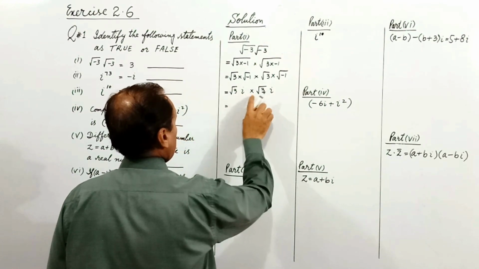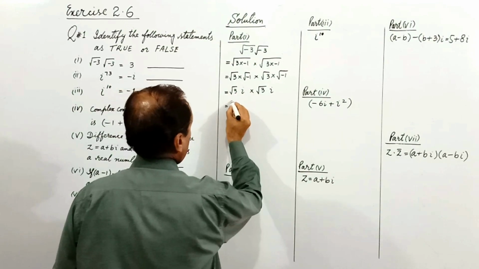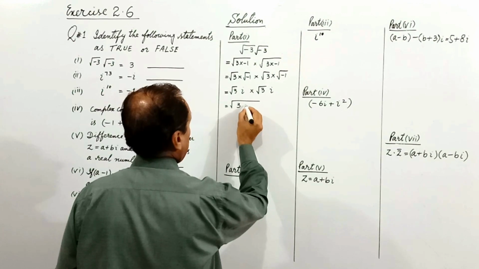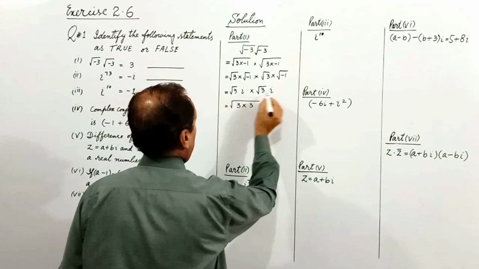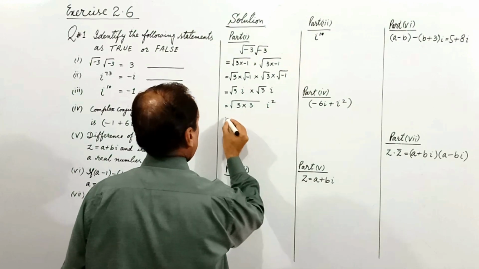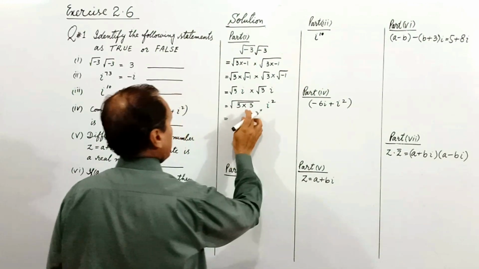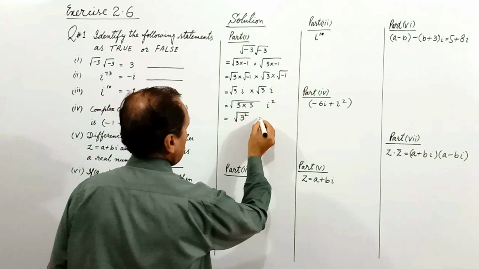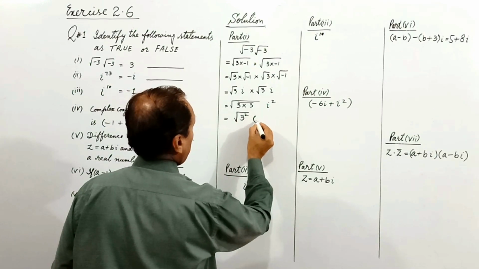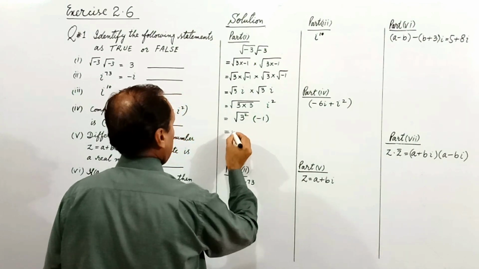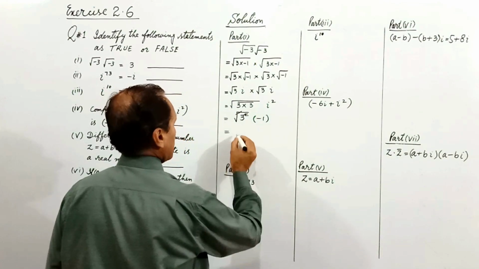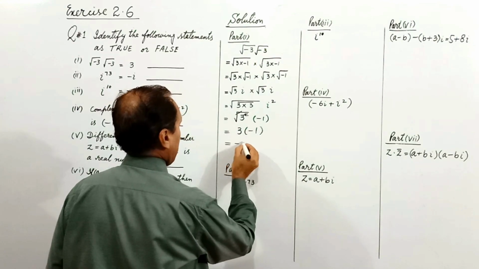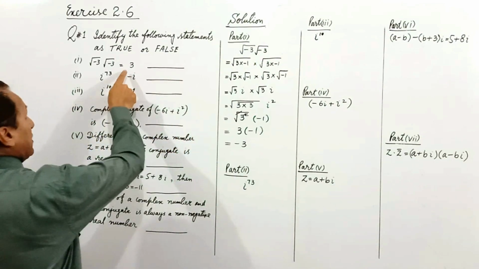When we multiply two values under root, the property is applied and the under root sign is taken as common. Iota into iota becomes iota square. Applying the law of powers, the sum of powers, we get 3 raised to power 2 under root, iota square. We put the value minus 1. The square is cancelled by the square root. Therefore we have 3 into minus 1, which is equal to minus 3. But according to the statement, it is equal to 3.